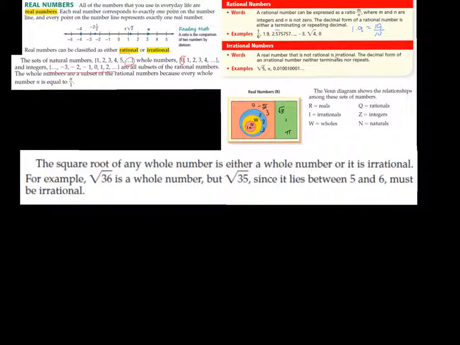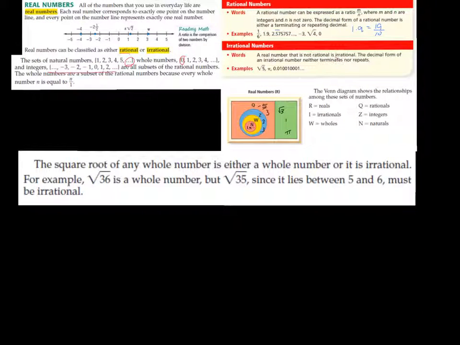The square root of any whole number is either a whole number or it is irrational. For example, the square root of 36, well, we know what that is. It's 6, so 6 is a whole number. But the square root of 35 is somewhere between 5 and 6, so it is irrational.